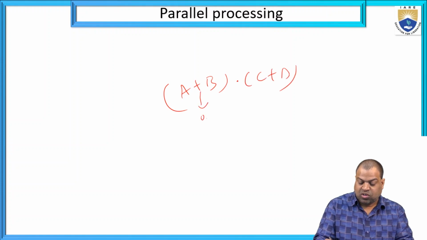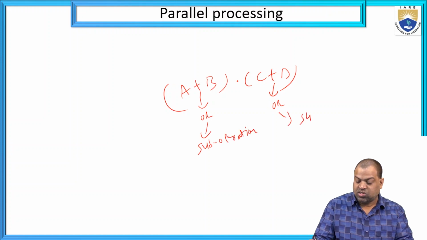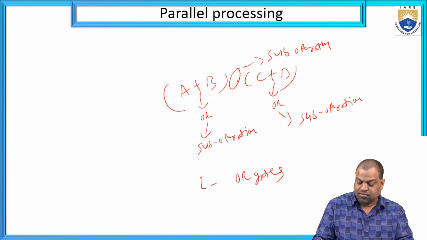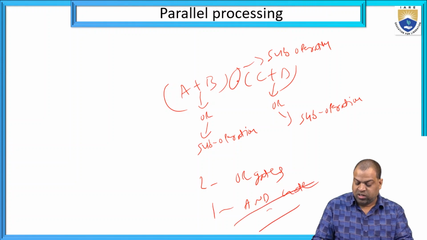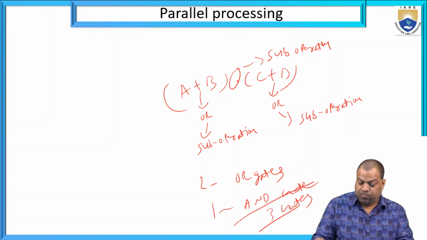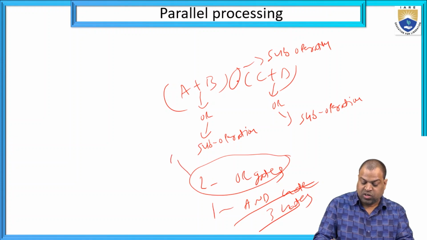We require an OR gate, and we also require another OR gate. So each is one sub-operation, and the AND is another sub-operation. So two OR gates and one AND gate, totally three gates we required. The two OR gates we use for the parallel operation.